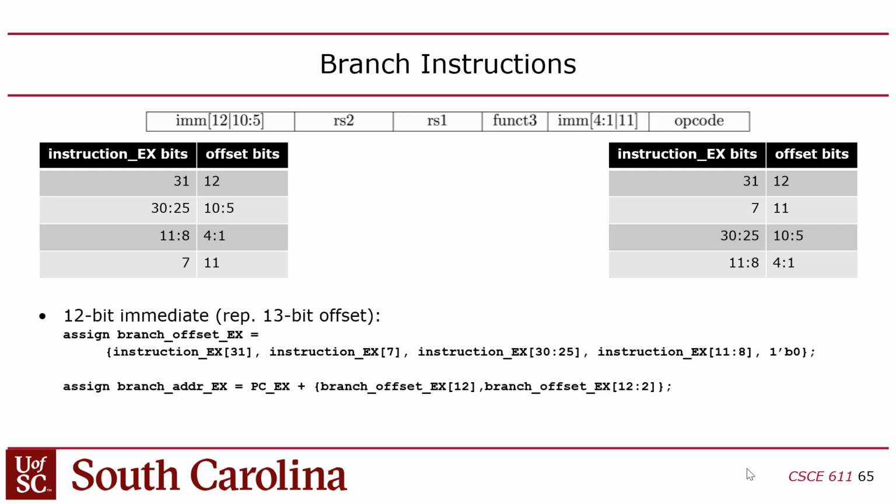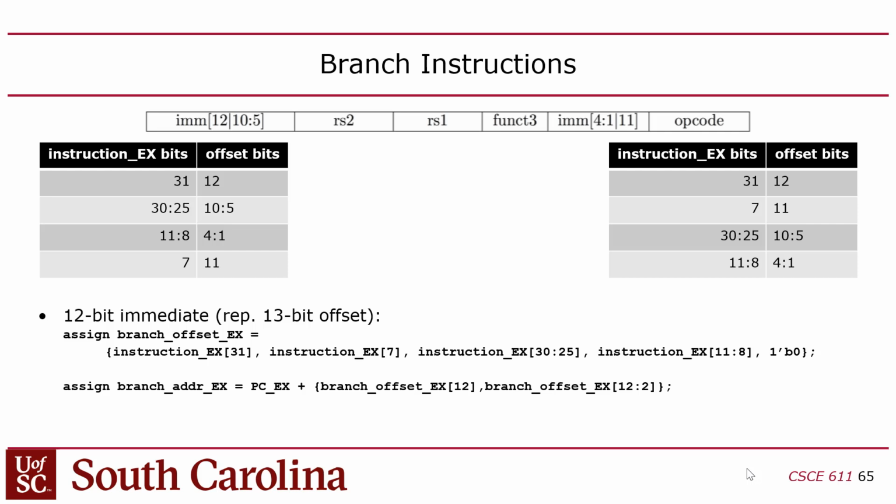B-type, right? There's B-type and J-type. Yeah. So there's a B-type instruction. And so you take instruction bit 31, concatenate it with instruction bit 7, concatenate it with instruction bits 30 down to 25. And then, bits 11 down to 8.